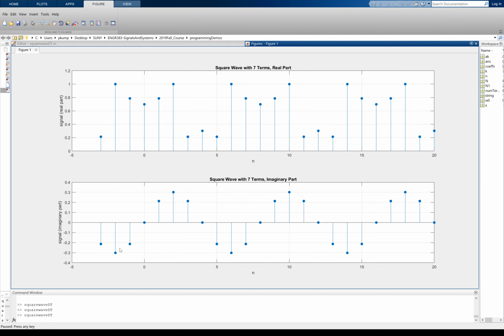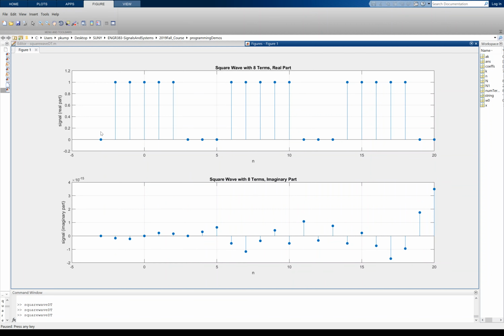Okay, 7 terms. Okay, now the last one is the 8th term. We chose capital N to be 8, so I only need to add 8 ingredients. Let's find out what happens. All right, so with 8 terms, notice the real part goes from 0 to 1, right? So we have our square wave. The imaginary part, well, we don't have all zeros there, but look at the scale on the imaginary part, 10 to the minus 15th. So this is numerical error, and for all intents and purposes, this is 0. 10 to the minus 15th is definitely 0. So you see, we took the 8 ingredients, added them together, and we got our exact square wave.